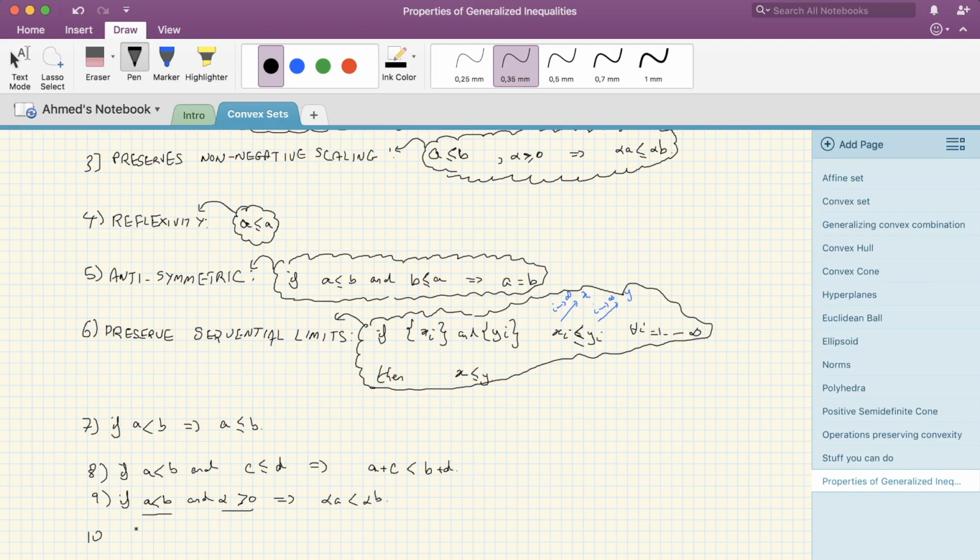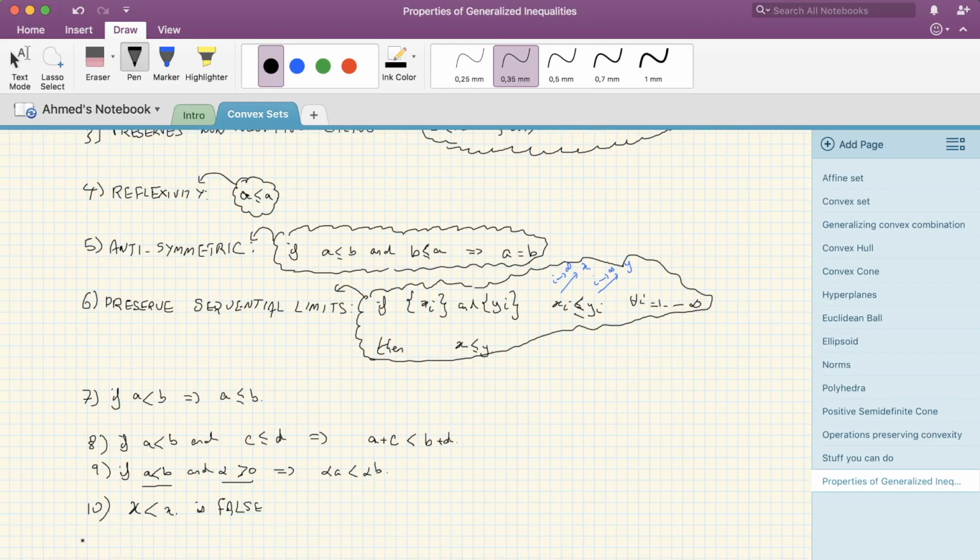Even more, strict inequality does not satisfy reflexivity, so you can't say something like x is strictly less than x. This does not work, so this is false. And the last one would be if a is strictly less than b, then for small perturbation vectors, so mathematically for small u and v, you could say that a plus u is less than b plus v.